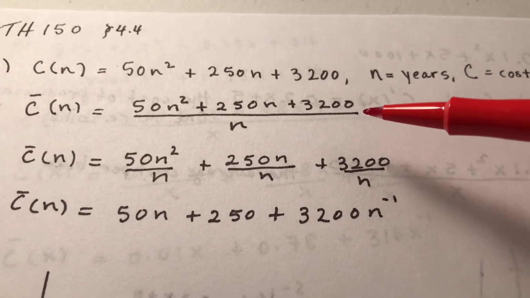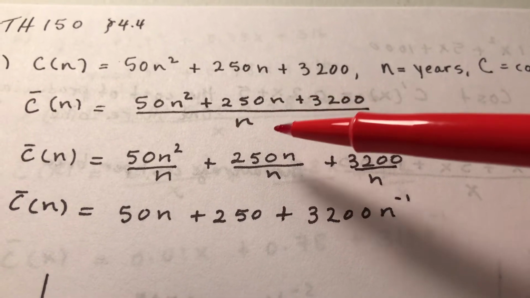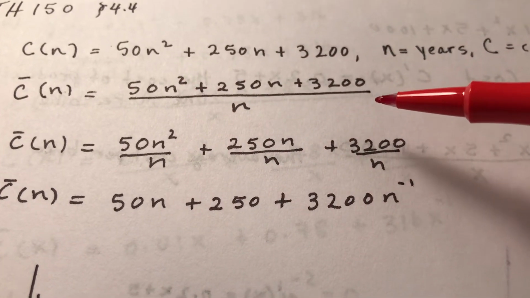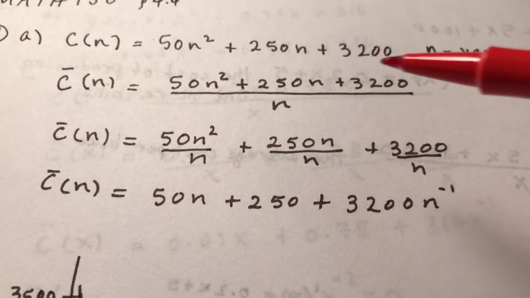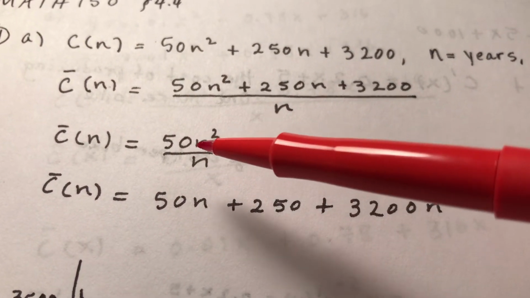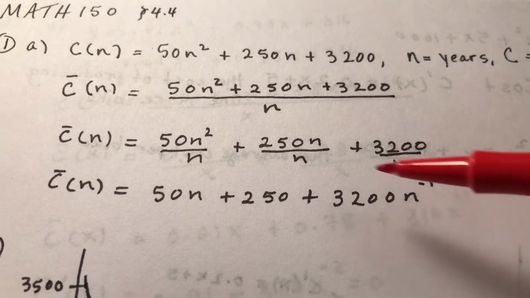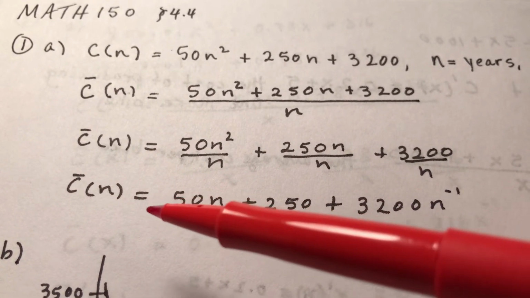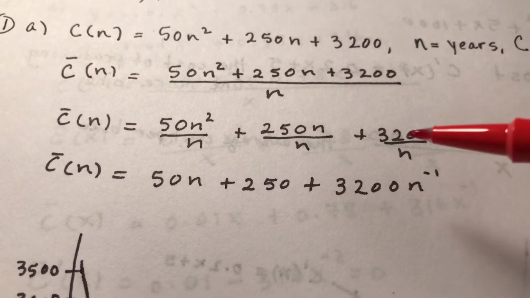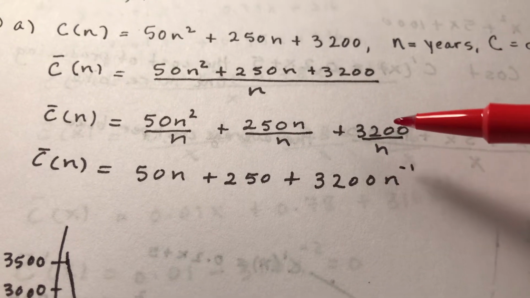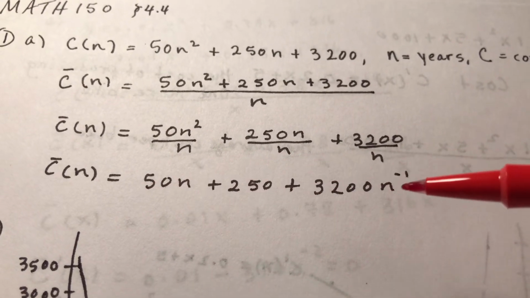Now, finding minimums requires taking the derivative. And before I take the derivative, I thought instead of using the quotient rule, I'm going to show you another way. When it's something like this with a single denominator, you don't have to do the quotient rule, you can just take each term and divide by that single n, like this. So 50n squared over n, 250n over n, plus 3,200 over n. And then your C bar, your average cost, is equal to, the n's cancel, and you get 50n plus 250 plus, and because I'm going to take the derivative, I'm just going to rewrite that like that. And then it's ready for just using the power rule.